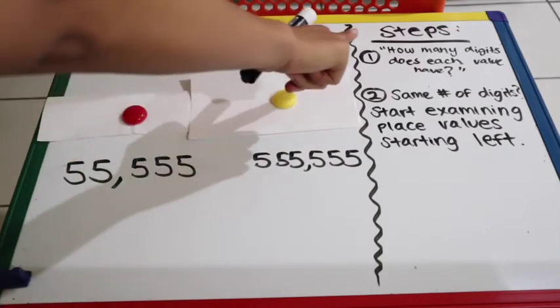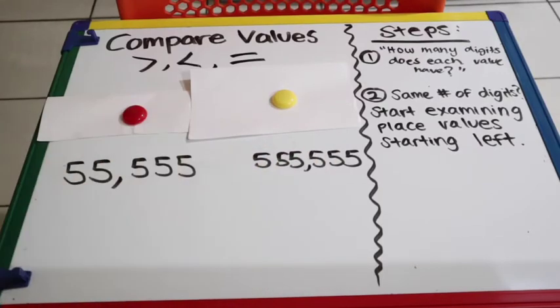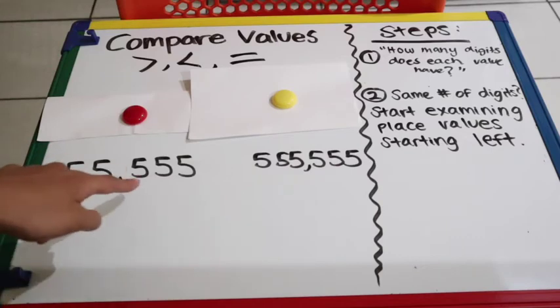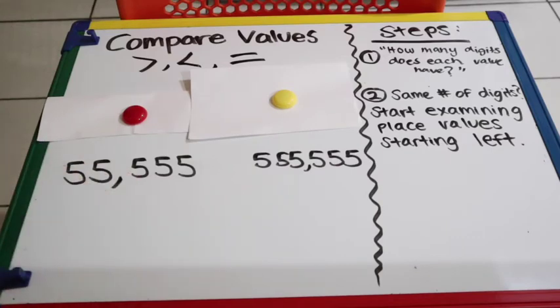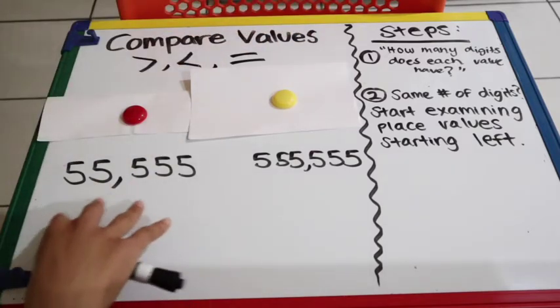Number one is you're going to take a look at your values and ask yourself, how many digits does each value have? For example, 55,555 and 555,555. They've got the same digits in there, so that might be kind of confusing. So I'm going to start off with step number one. How many digits does each value have?